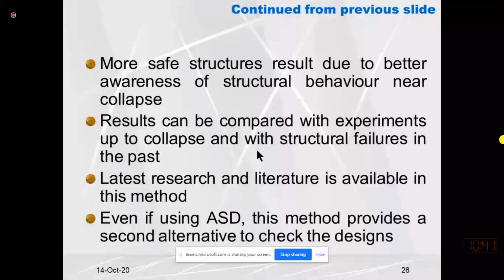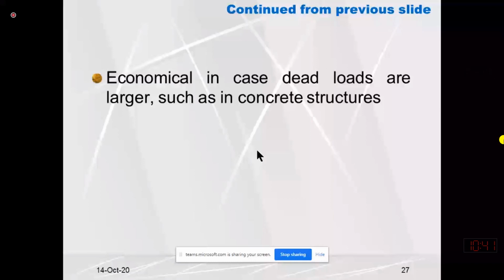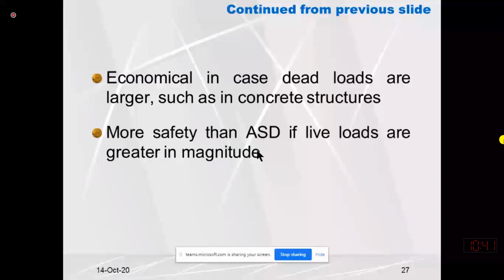LRFD is economical in case dead loads are larger, such as in concrete structures. So in concrete structures, LRFD becomes quite economical, because in concrete structures, two-thirds is the dead load. Since we are using a smaller factor with the dead load, our structure is highly economical in the case of concrete. But in steel structures, the dead load is less, so maybe ASD and LRFD give comparable results in terms of economy. LRFD gives more safety than ASD if live loads are greater. If live loads are larger, because we are using a high factor of safety with the live load, the result will be more on the safer side.